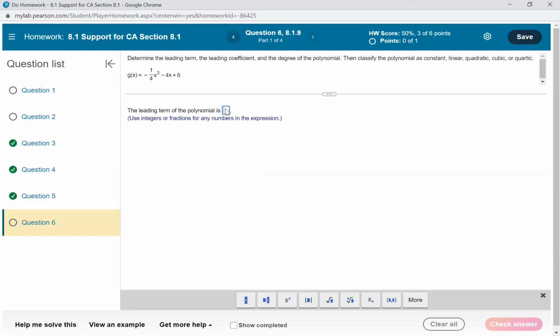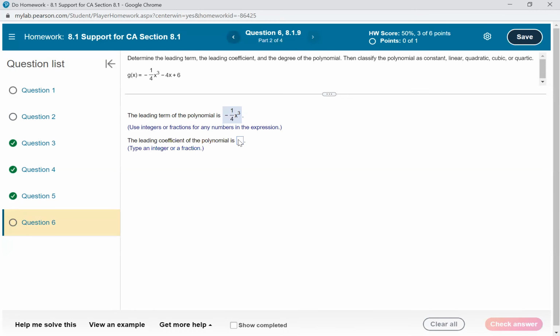All right, y'all. So the leading term of my polynomial that I'm showing, negative 1/4 x to the 3rd minus 4x plus 6. And this one's actually negative 1/4 x cubed, so negative 1 divided by 4, and then x cubed. So it's the whole term when you're looking at the leading term.